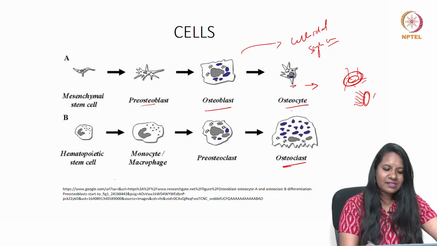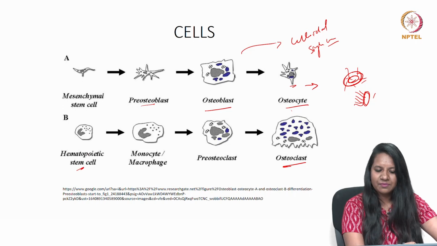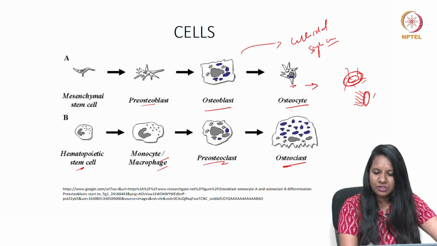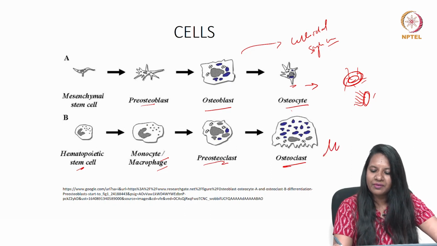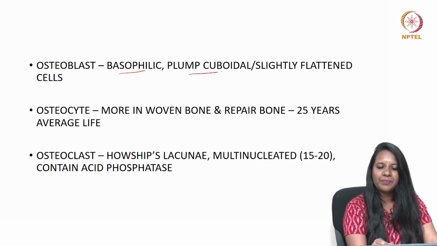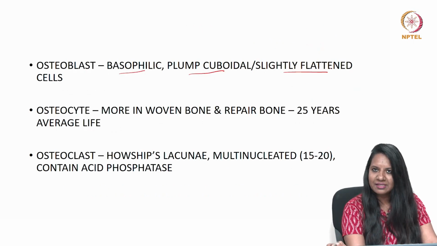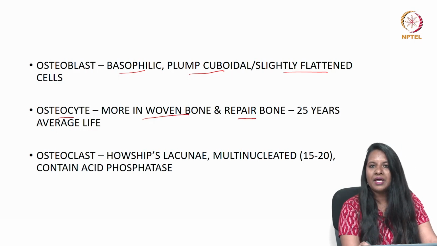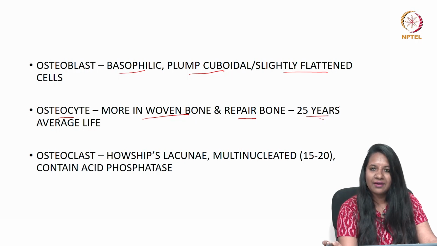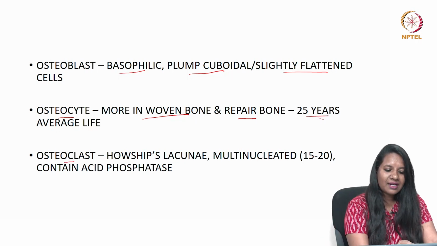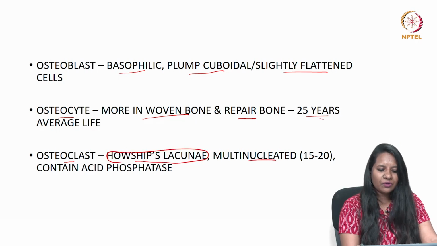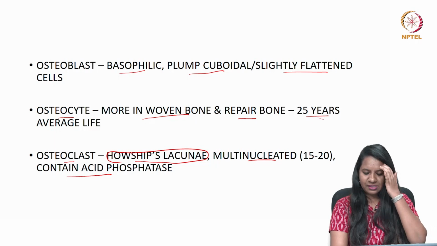Osteoclast arises from hematopoietic stem cells, which convert to monocytes or macrophages and pre-osteoclasts, leading to the formation of a multinucleated cell. Osteoblast is a basophilic, plump, cuboidal or slightly flattened cell. Osteocytes are seen more in woven bone and repair bone, and have an average life of 25 years. Osteoclast lies in a Howship's lacuna, it is multinucleated and it contains acid phosphatase.